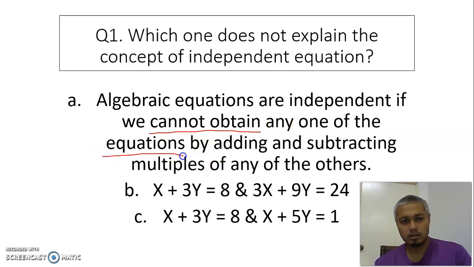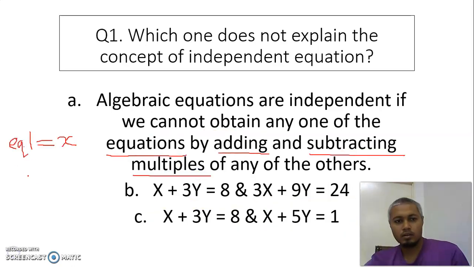Equations by adding, subtracting multiples of any of the others. Okay, let's say we have equation 1 equals x, and then we have equation 2 equals 3x.